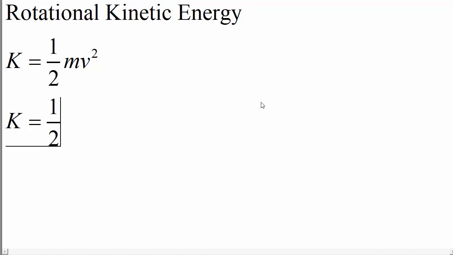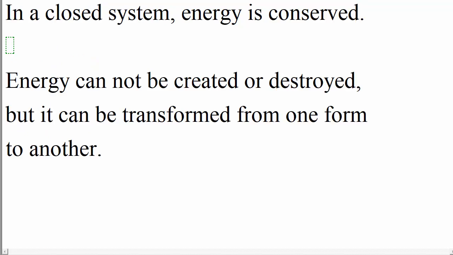Finally, let's talk about rotational kinetic energy. Earlier we learned that the formula for kinetic energy is K equals 1/2 mv squared. And you're going to find that the rotational kinetic energy is K equals 1/2. Instead of m for mass, we're going to use rotational inertia, and instead of v, we're going to use omega, angular speed, squared. K equals 1/2 I omega squared. Recall that in a closed system, energy is conserved. Energy cannot be created or destroyed, but it can be transformed from one form to another.